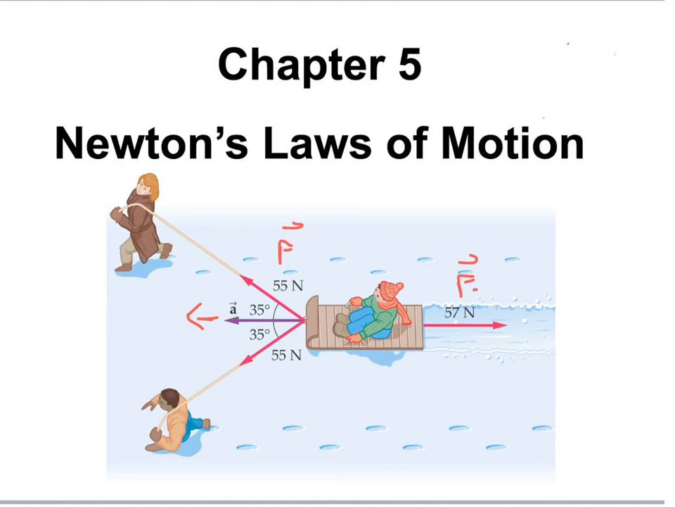This one in particular is the force of friction. And then these forces here are applied forces. So it's the force that this gentleman is putting on the cord, and the same thing up here. This gentleman is applying a force, both of them are applying a force of 55 newtons to the sled. And we see that the direction of the force is the same as the direction of the acceleration.